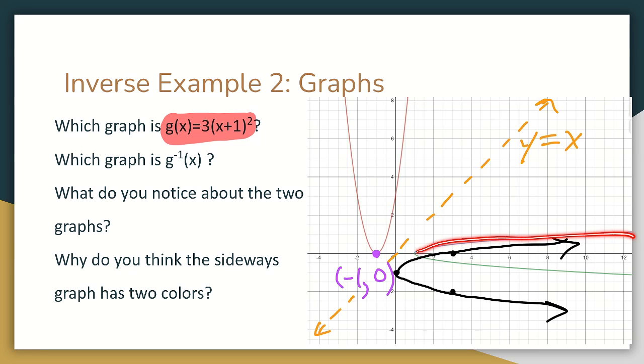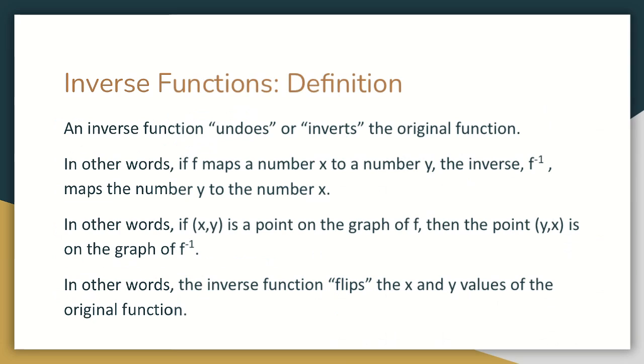The graph has two colors because you only get each half when you find its inverse. So we'll talk more about that later. All right. So an inverse function undoes or inverts the original function. In other words, if f maps a number x to a number y, the inverse f inverse maps the number y to the number x.